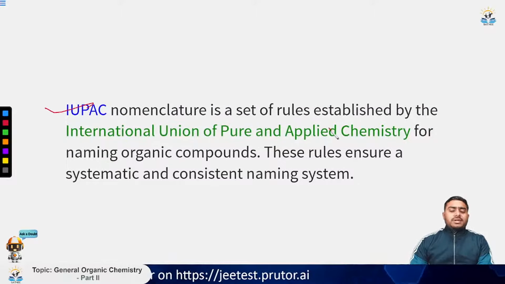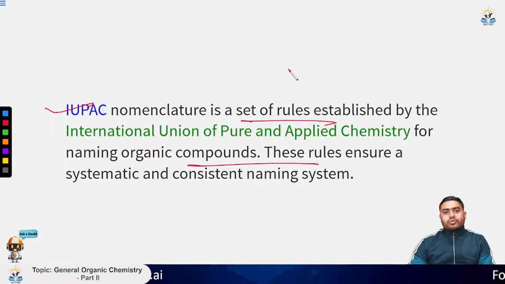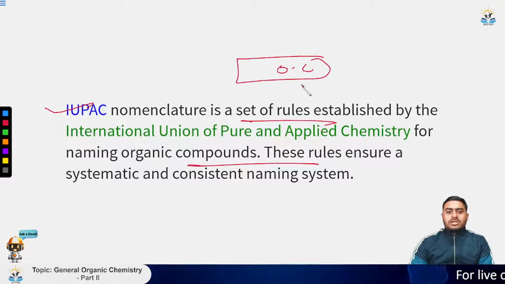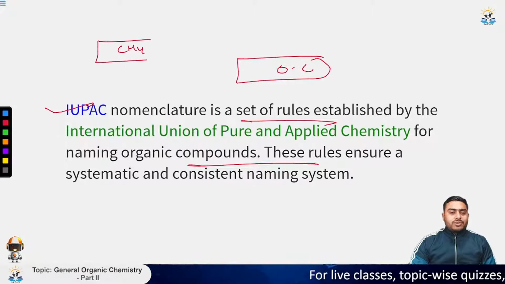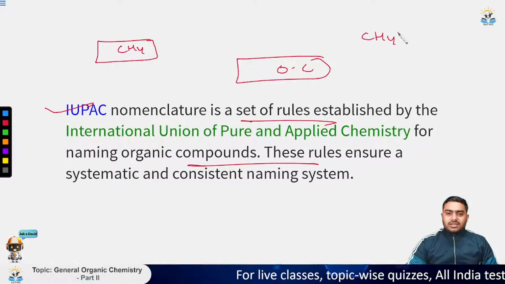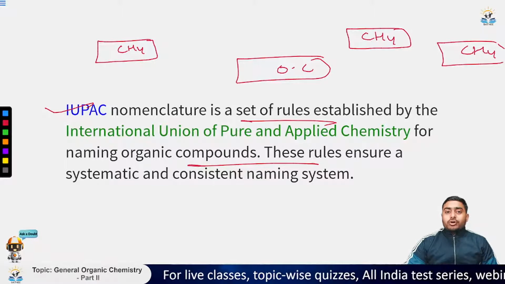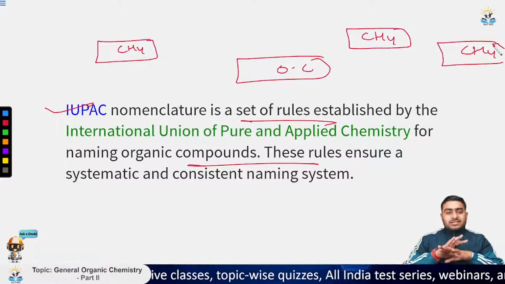Next, IUPAC nomenclature is a set of rules established by the International Union of Pure and Applied Chemistry, as I told you already, for naming of organic compounds. These rules ensure a systematic and consistent naming system. If you are writing CH4 methane in one state, then in another state methane is still CH4, and in another country methane is still CH4, because it is internationally systemized.